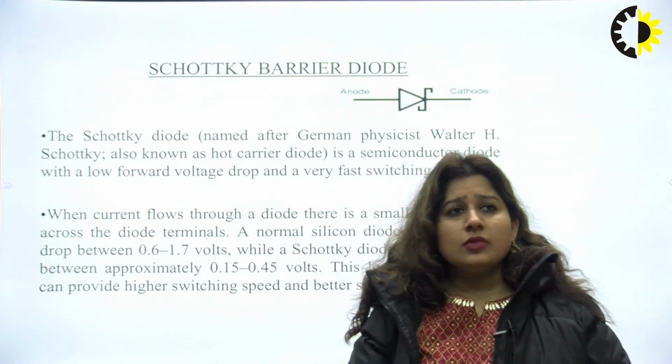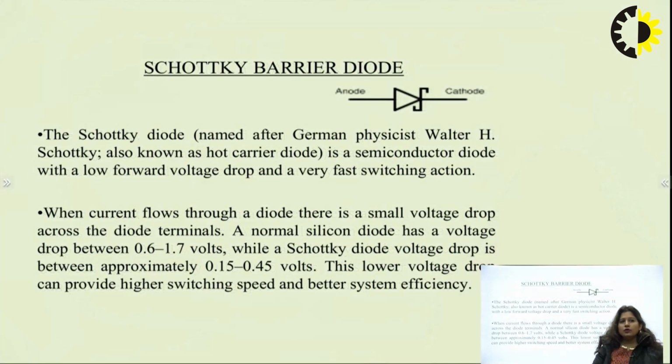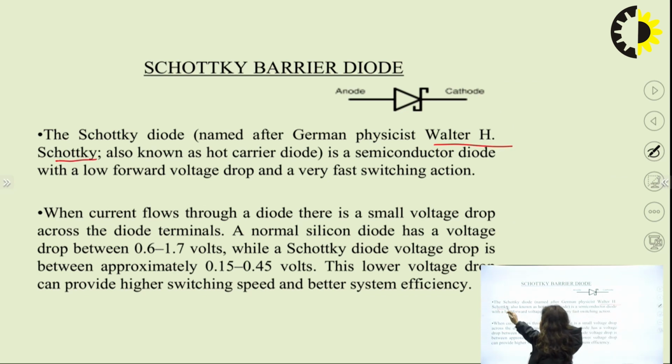So moving towards Schottky barrier diode, we have discussed earlier also. The Schottky diode is basically named after a German physicist, that is basically Walter H. Schottky, also known as hot carrier diode. So basically Schottky diode is also known as hot carrier diode, and it's a semiconductor diode with a low forward voltage drop and a very fast switching action. So here the switching action is very fast as compared to the Zener and the PN junction diode.